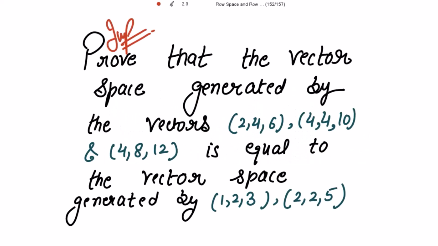Good morning. To prove that the vector space generated by the vectors (2, 4, 6), (4, 4, 10) and (4, 8, 12) is equal to the vector space generated by the vectors (1, 2, 3) and (2, 2, 5). So if I suppose this vector space to be V and this vector space to be W, then I need to prove that both the vector spaces are equal, that is, V is equal to W. And when the vector spaces are equal, they have the same bases, right?